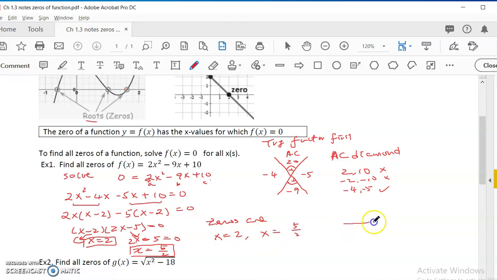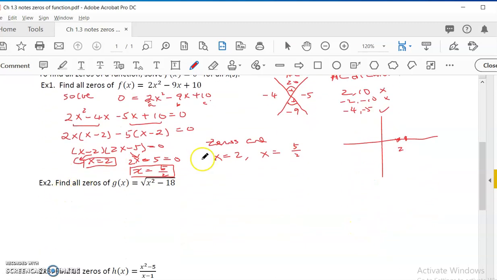So you can imagine yourself if you are to graph this function. I don't have the intention for you to graph it. You can think if I mark 2 over here, 5 over 2 is like 2.5 right here. So my graph will cut through it, either going from top to bottom or bottom to top. So it tells us that these are the 2 points that are on the graph. Okay, so that's the quadratic function.